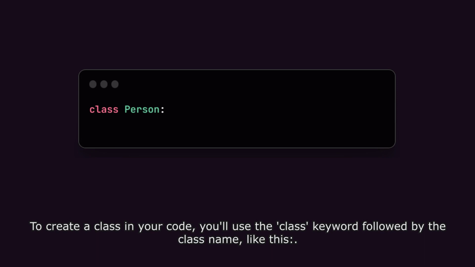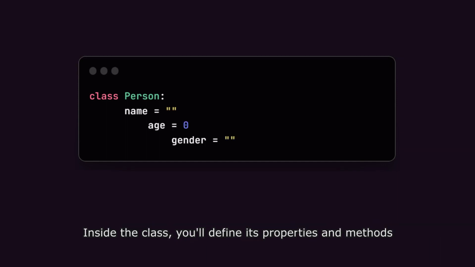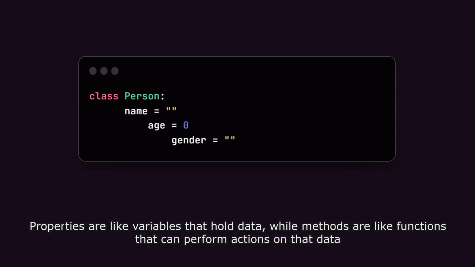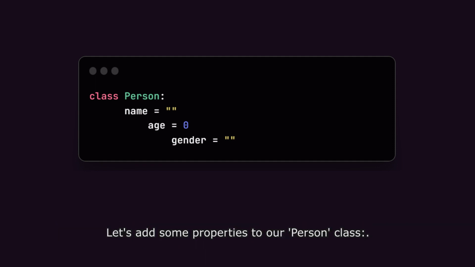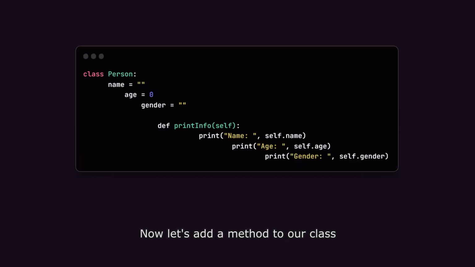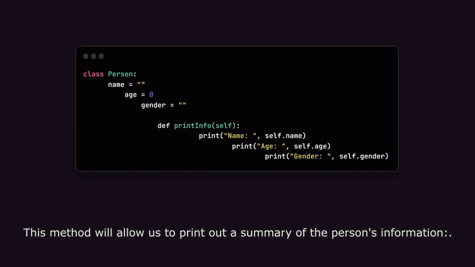To create a class in your code, you'll use the class keyword followed by the class name like this. Inside the class, you'll define its properties and methods. Properties are like variables that hold data, while methods are like functions that can perform actions on that data. Let's add some properties to our Person class. Now let's add a method to our class. This method will allow us to print out a summary of the person's information.